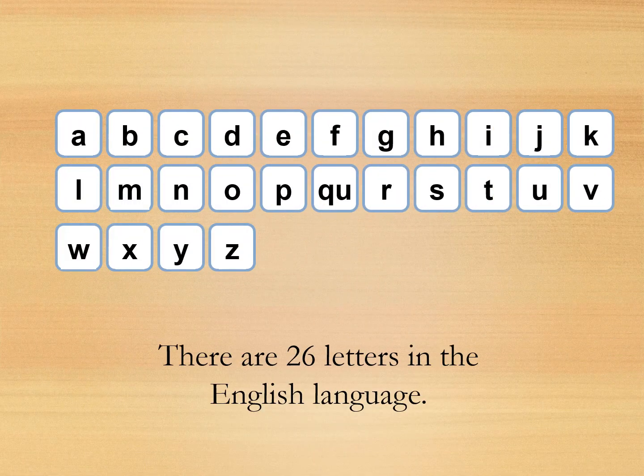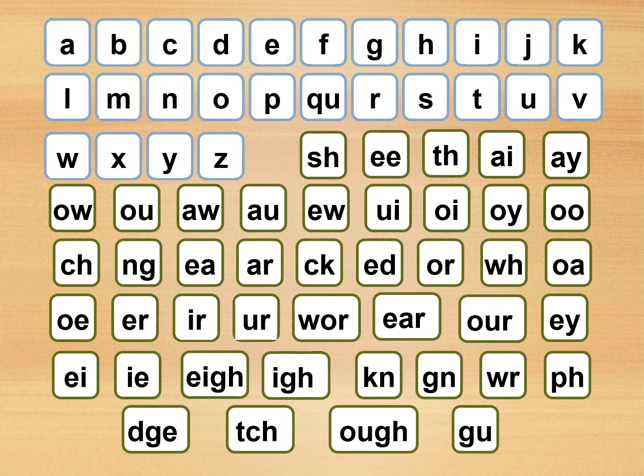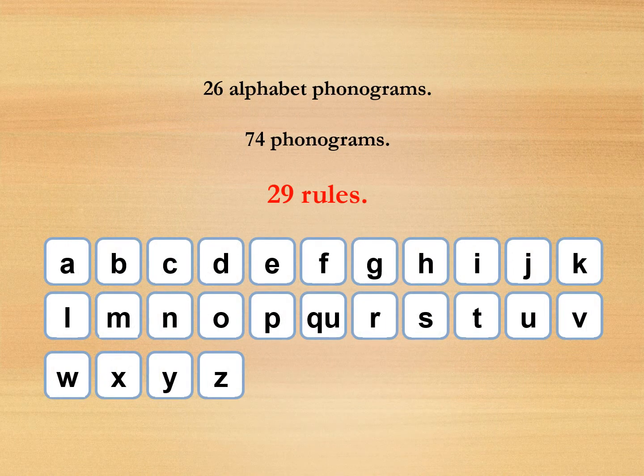There are 26 letters in the English language. These are our alphabet phonograms. There are about 74 phonograms, single units of sound. Look at them all. You know a lot of these. And there are 29 rules to help us make sense of spelling in the English language, which can be complicated sometimes. 29 rules.